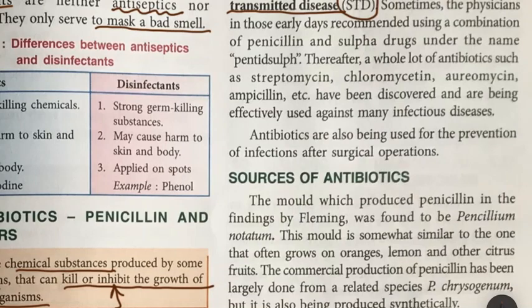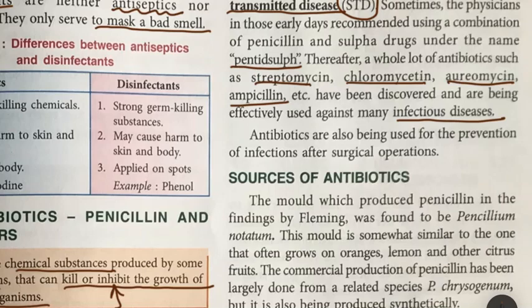Now, sometimes the physicians or the doctors in those early days recommended using a combination of penicillin and sulfa drugs. And the name given to it was pentid sulf. After that, a lot of new types of antibiotics like streptomycin, chloromycin, oreomycin, ampicillin were discovered, and nowadays it is being used against many infectious diseases. Now remember, children, antibiotics are used only against diseases which are caused by bacteria.